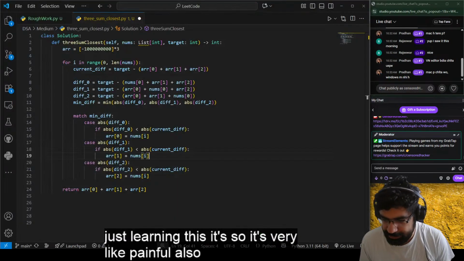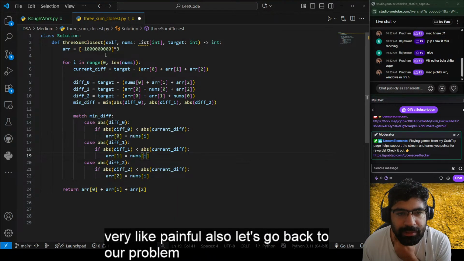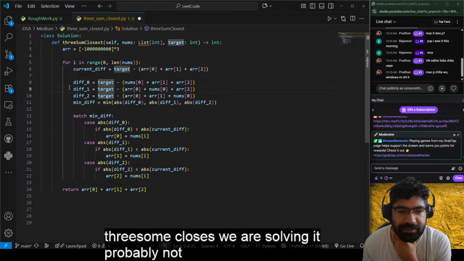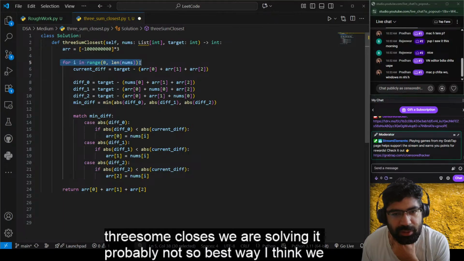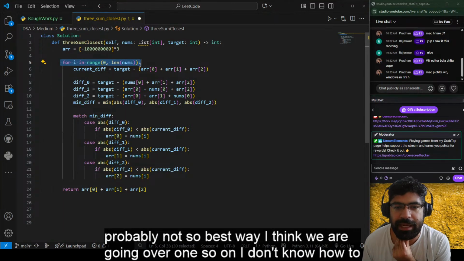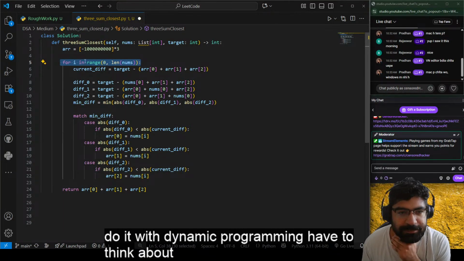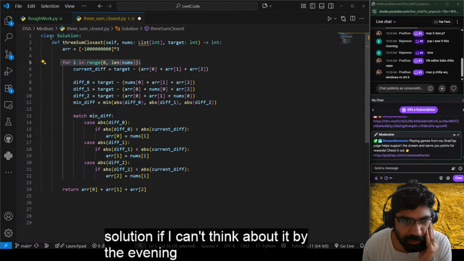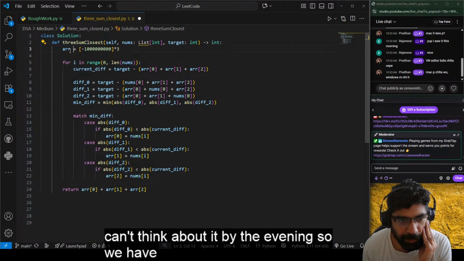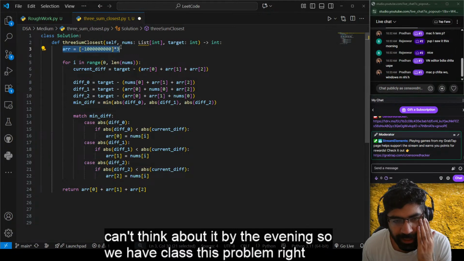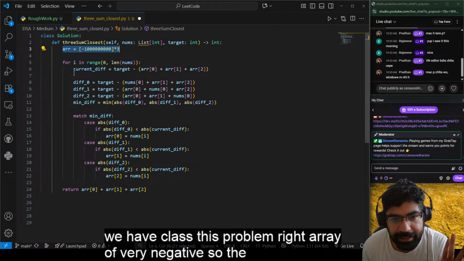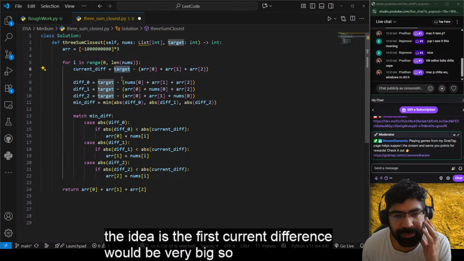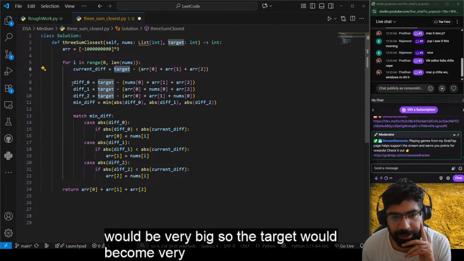Also, let's go back to our problem. 3Sum Closest. We are solving it probably not in the best way. I think we are going over one. So O(n). I don't know how to do it with dynamic programming. I have to think about it, or probably look at a solution if I can't think of it by the evening. So we have this problem, an array with a very negative number. Basically the idea is the first current difference would be very big, so the target would become very easy to replace.